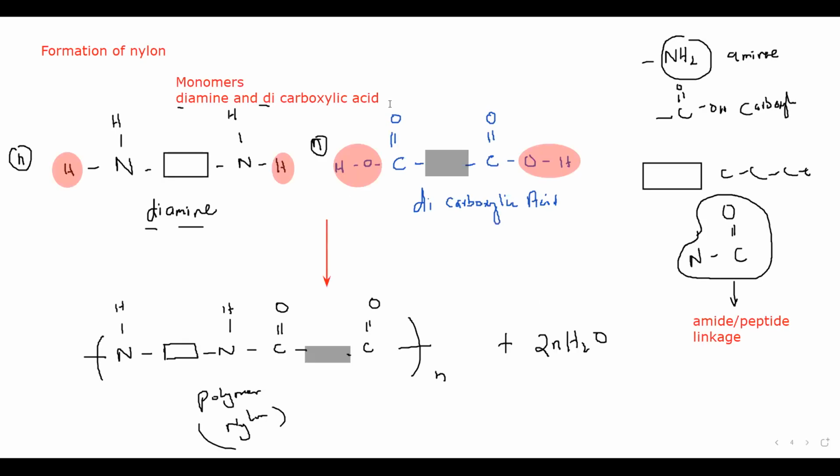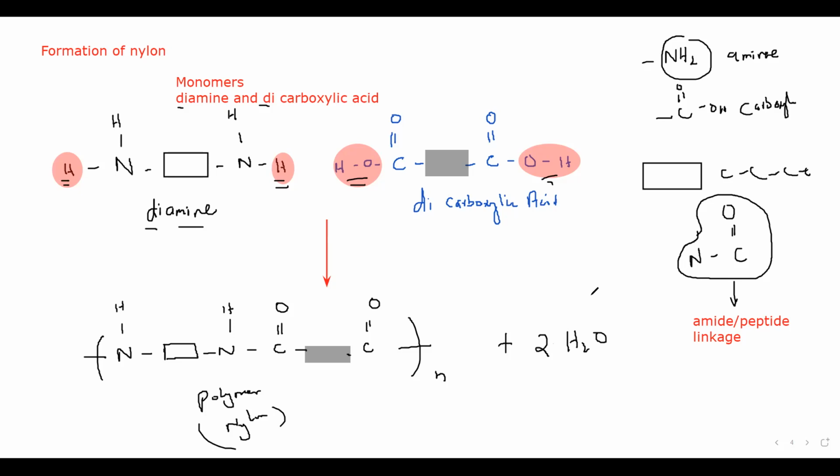Then the second type of polymer is known as the formation of terylene or polyester. So how is a polyester or terylene formed? Why do we put 2nH2O? Look. If you have one molecule of diamine and one molecule of dicarboxylic acid, how many water molecules are they forming? One side H and OH, that is one water molecule. Another H and OH, that will be the second water molecule. So two water molecules are there.